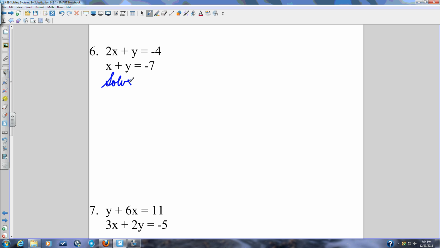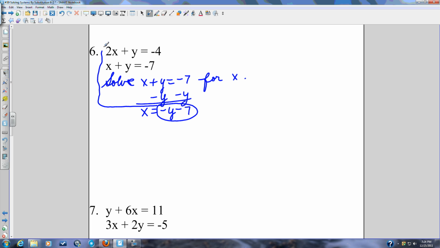So let's solve x plus y equals -7 for x. So we'll just subtract y from each side, and we end up with x equals -y minus 7. Now, as you know, you have to take that answer for x and plug it into your other equation. Now, the other equation would actually be our first one.